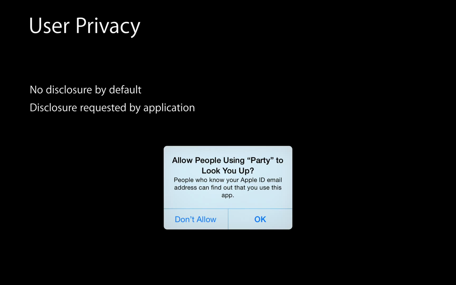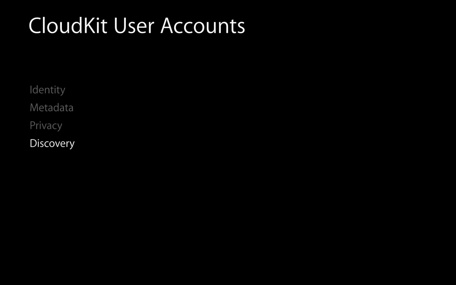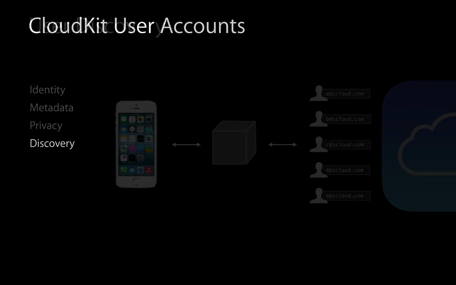Here we see an example of the party application requesting the ability for my user account to be discoverable within the application. The user can either choose to allow or deny that. Assuming that the user has acquiesced to this privacy request, we can go on to the next phase, which is discovery. So let's talk a little bit about user discovery.